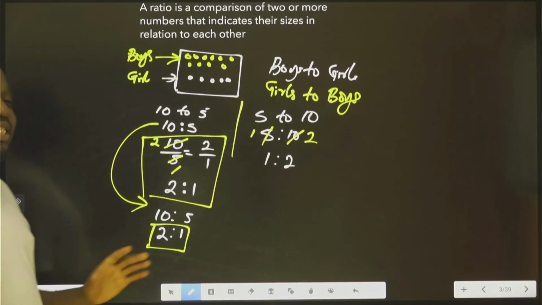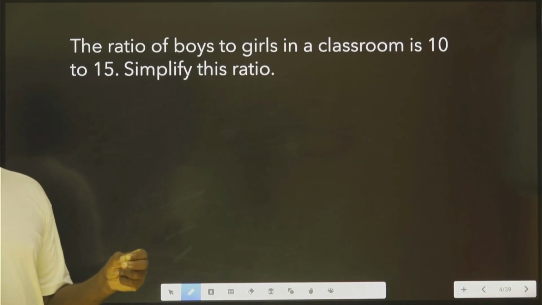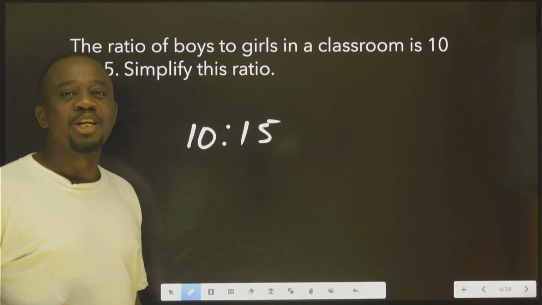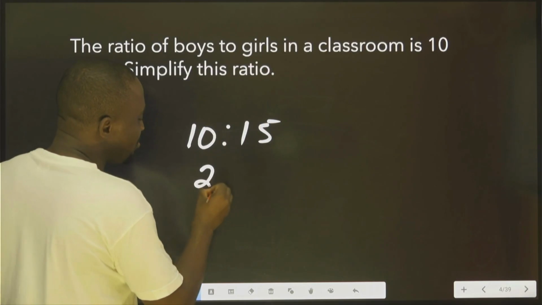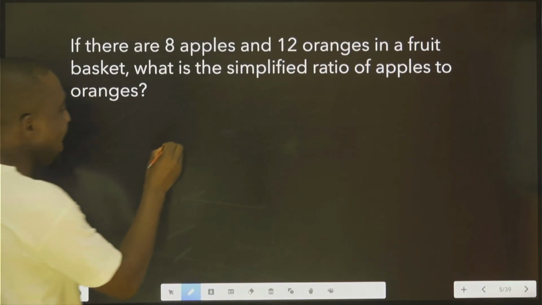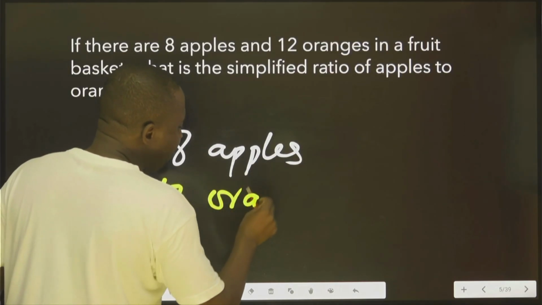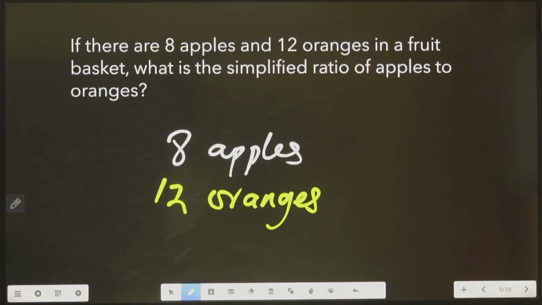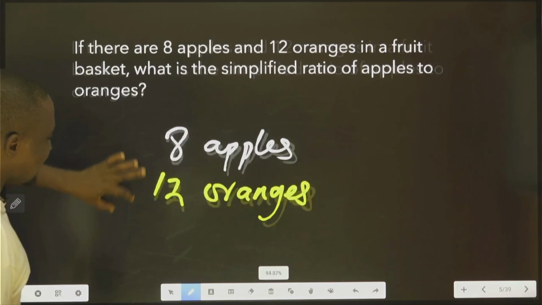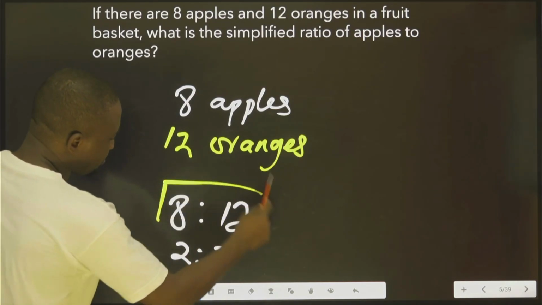So now, we are going to look at basic calculations. The ratio of boys to girls in a classroom is 10 to 15. How do you express this? You write it as 10 to 15, which you can further simplify as 5 here, 2, 5 here, 3. Okay? This one says, if there are 8 apples and 12 oranges in a fruit basket, what is the simplified ratio of apple to orange? Apple before orange, that is 8 ratio 12. To simplify it further, 4 here is 2, 4 here is 3.